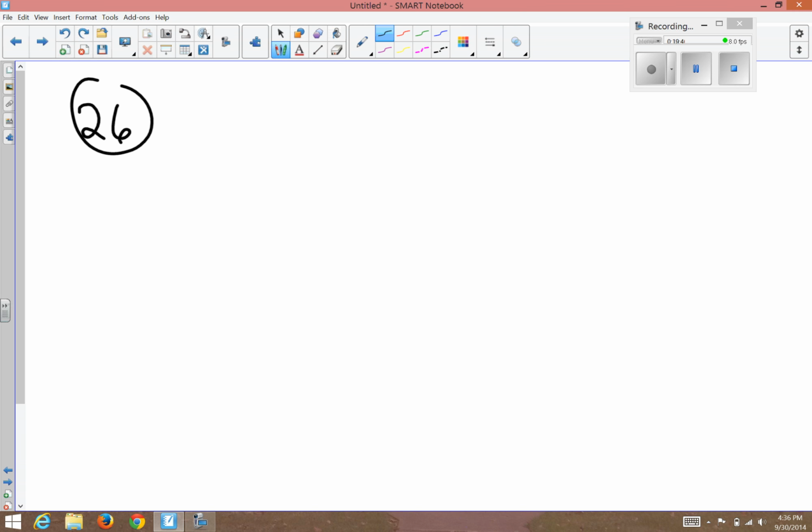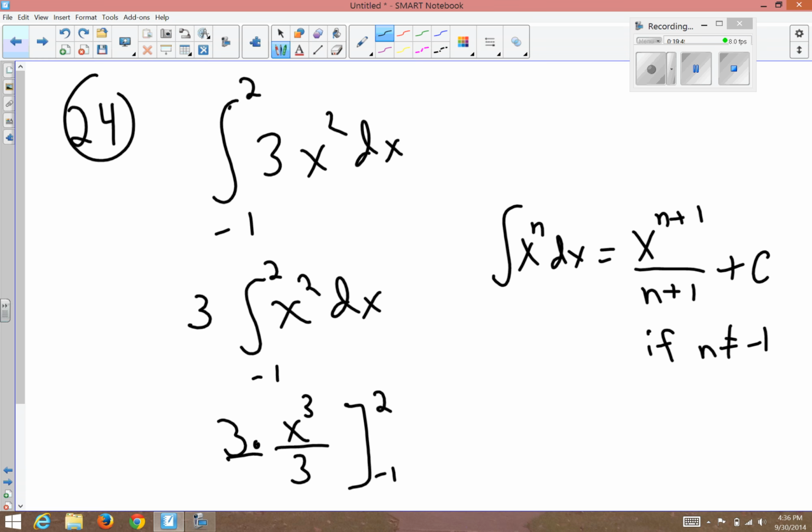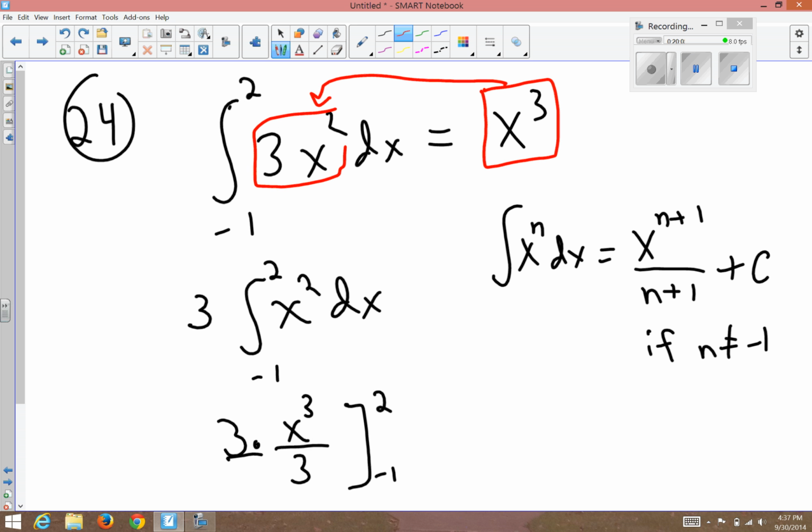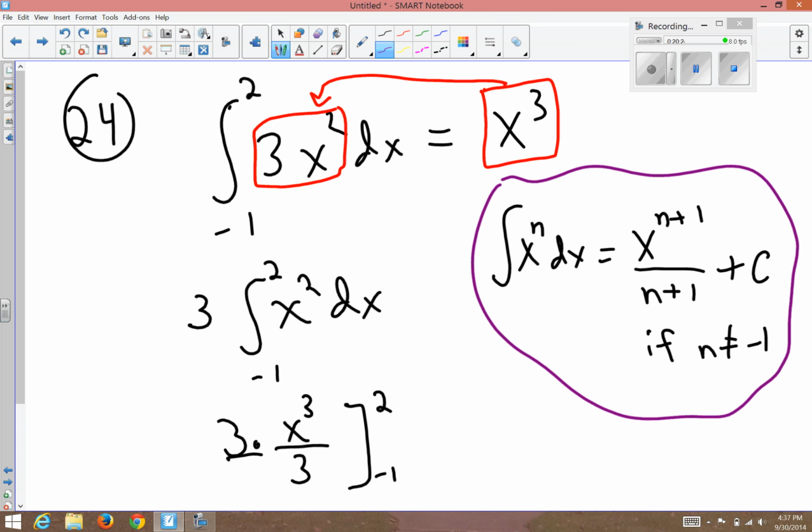I want to say one comment about the last one. The reason we ended up with x to the third here, before we plugged in the numbers, is because, very simple, the derivative of this is the integrand. Isn't that true? Isn't the derivative of x to the third 3x squared? That's why we say the antiderivative of 3x squared is x cubed. So we use this formula to end up with it.